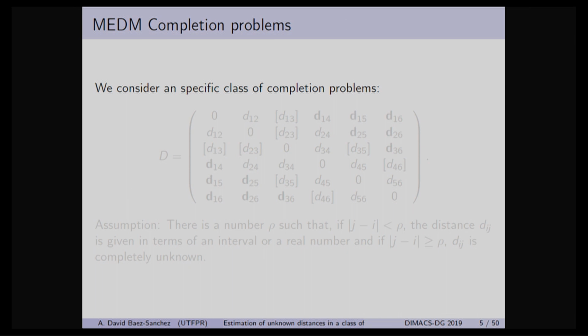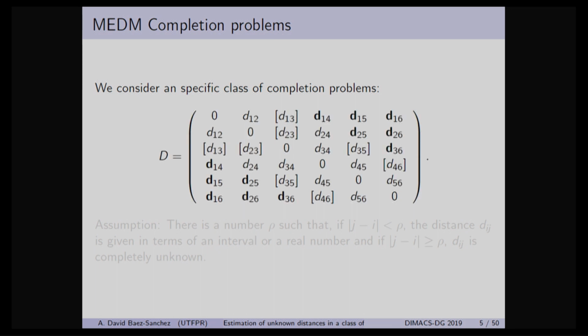But we are going to consider a very specific class of matrix completion because we're going to make use of the specific structure of the matrix. This is an example of the kind of problems that we are considering. In these problems, these blank distances are the unknown distances. And the kind of problem we are going to deal with is one in which you're able to separate these unknown distances into an upper and lower part of the matrix, and all this center band is made of intervals or precisely known values.